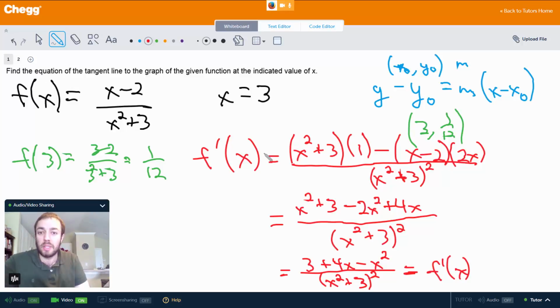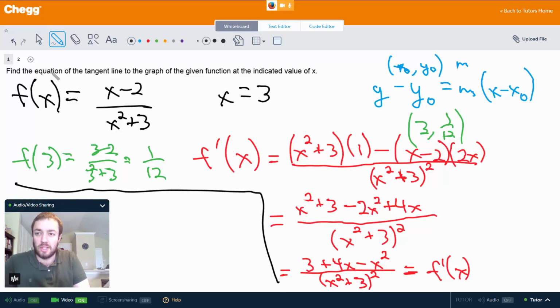All right, now what we really want, though, is the value of the derivative at the point of tangency. So we want the value of the derivative at the point where x equals 3. So now what we have to do is plug 3 into the derivative. In other words, we have to evaluate f prime of 3. So let's go ahead and separate some space here, and we'll evaluate that.